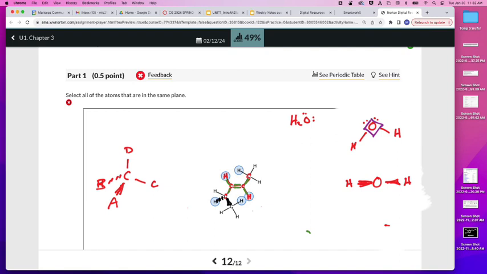We can modify this question. What if I drew on a double bond here? Same plane? How does that change our answer? Does it change our answer? The H would then need to be selected. Okay, so what we're hearing now is I need to now select that H.